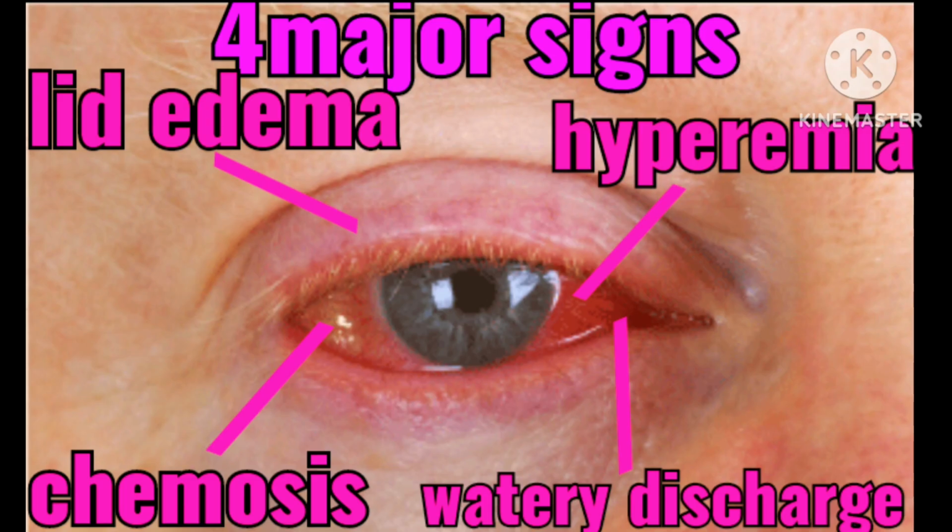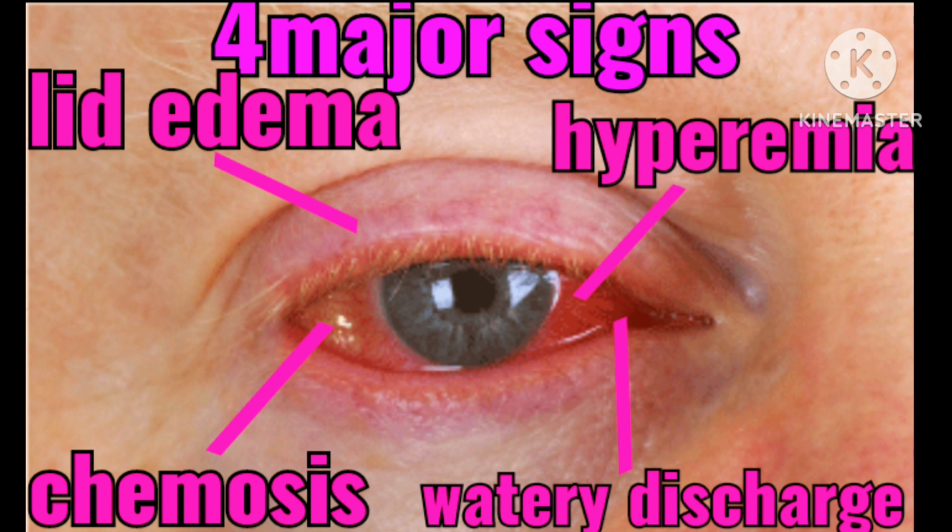Diagnosis. These are the four major signs identifying viral conjunctivitis, whether the epidemic keratoconjunctivitis or the other types. We have hyperemia or redness of the eye, lid edema or swelling of the lid, and watery discharge or clear discharge, and chemosis meaning swelling of the conjunctiva.